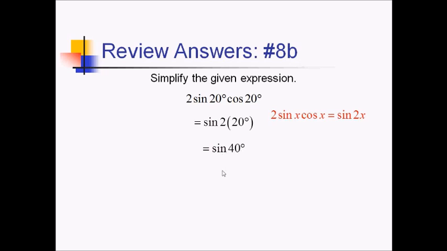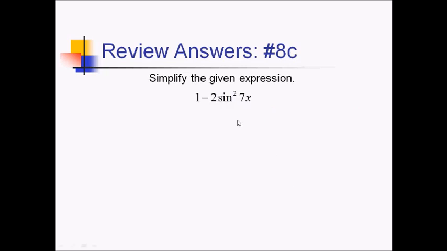For this one, we've got 1 minus 2 sine squared of 7x, and we're trying to simplify this. Well, 1 minus 2 sine squared of something is equivalent to cosine of 2 times the something, whatever is inside this trig function in this pattern. So I can rewrite this now as cosine of 2 times 7x, which is just cosine of 14x.